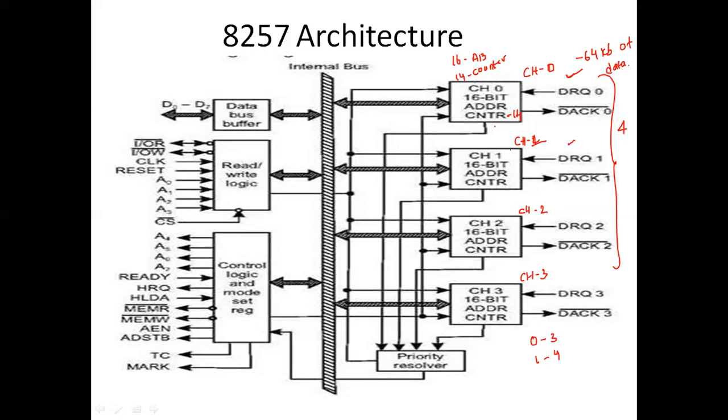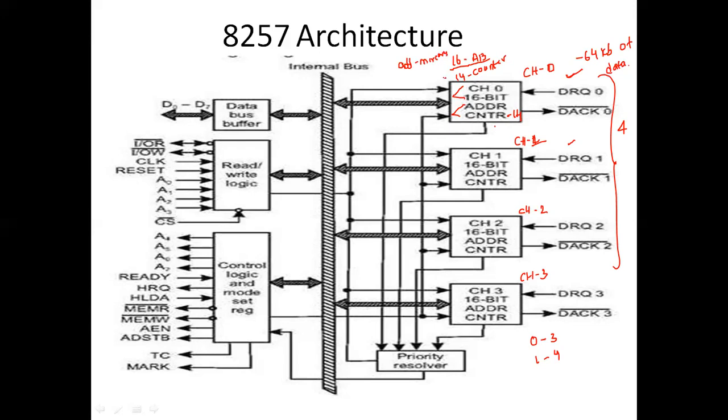The DMA address register gives the address of the memory location, and the counter specifies the number of DMA cycles to be performed. That is the purpose of the 16-bit address register and the counter register. I'm telling you again: the 16-bit address register gives the address of the memory location.